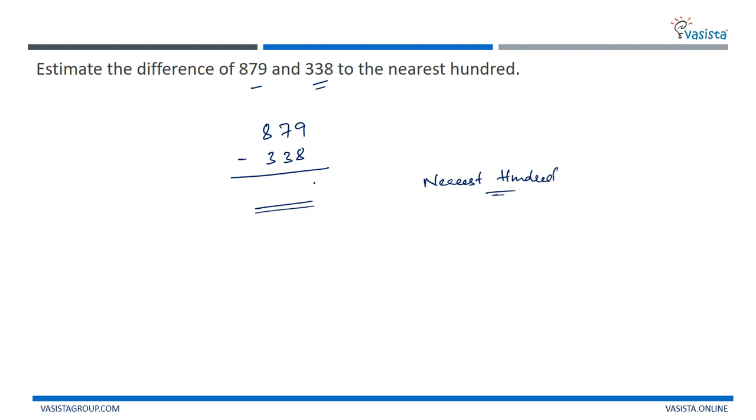So 9 minus 8 is 1, correct? 7 minus 3 is 4, 8 minus 3 is 5. The answer we got is 541, but we are supposed to estimate to the nearest 100.